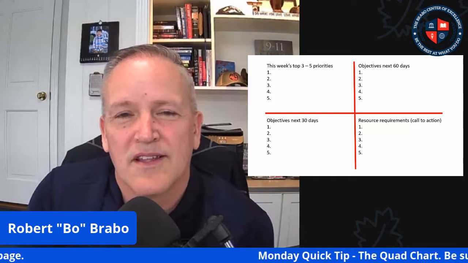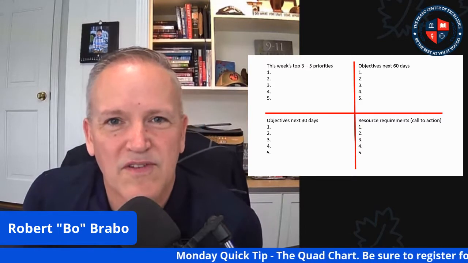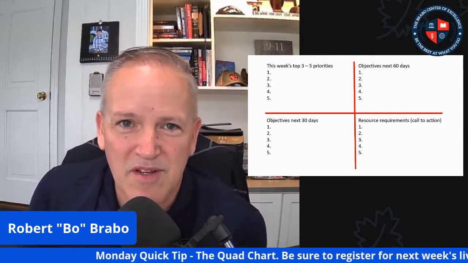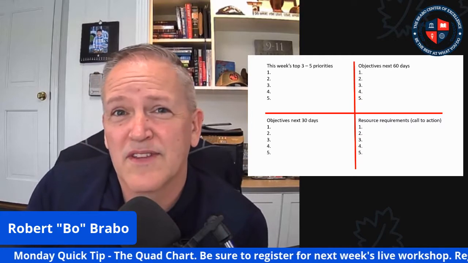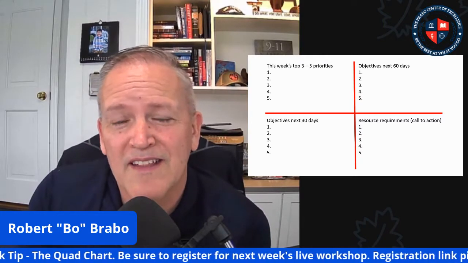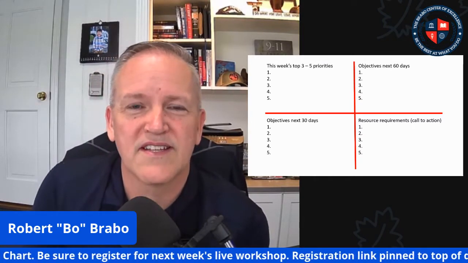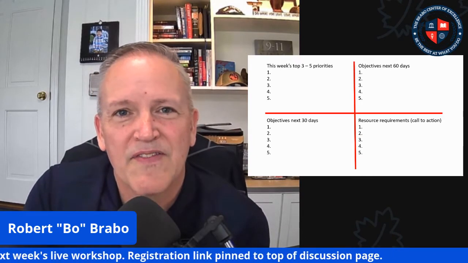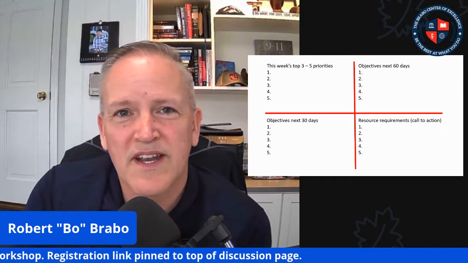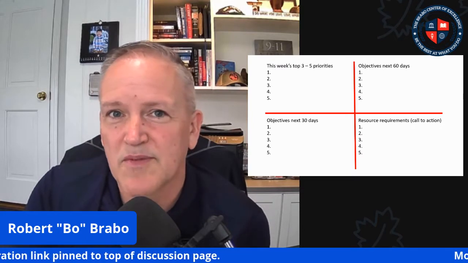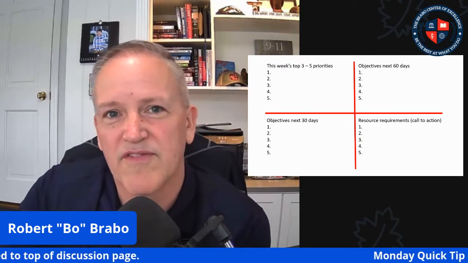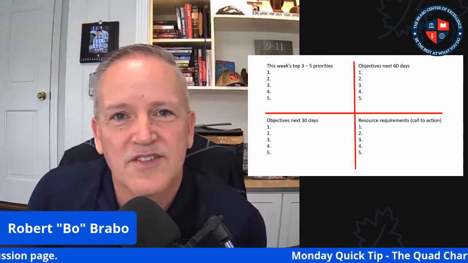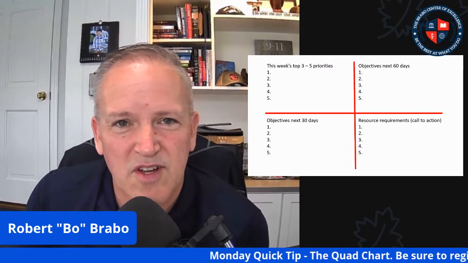Bottom left corner, what are they looking at over the next 30 days? Top right corner, what are they looking at over the next 60 days? And then in the bottom right corner, very importantly, is an opportunity for them to tell you as the HR leader, this is what I need from you, or this is what I need from other members on the team, or from other people in the company or a vendor, or whatever the case might be. So it's like a sales call to action.